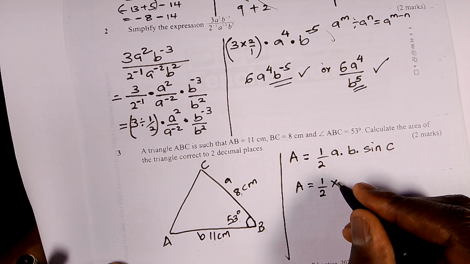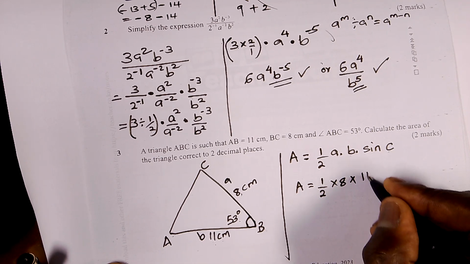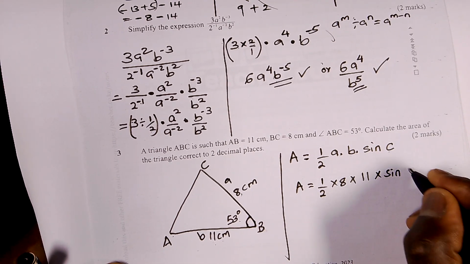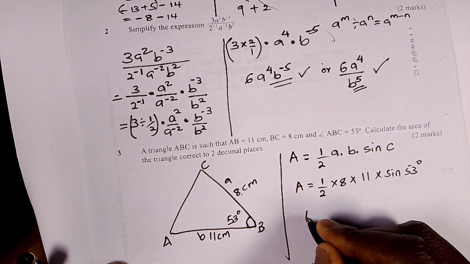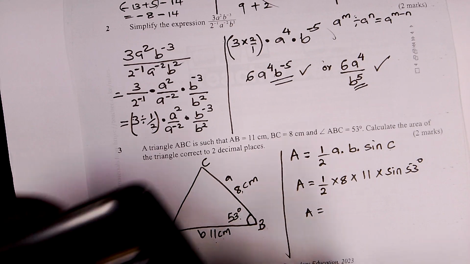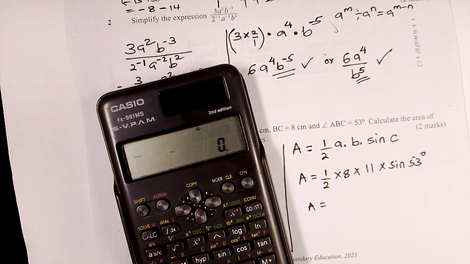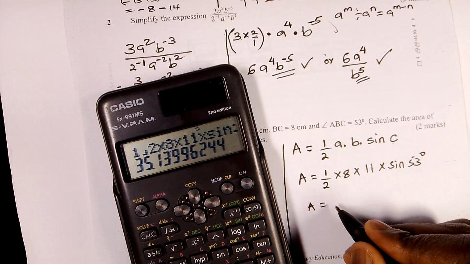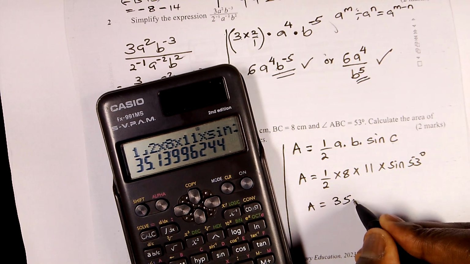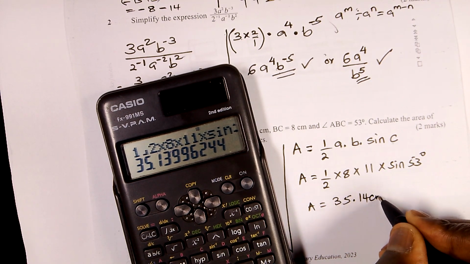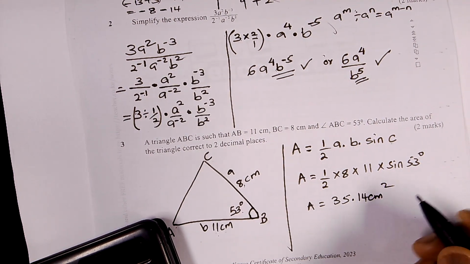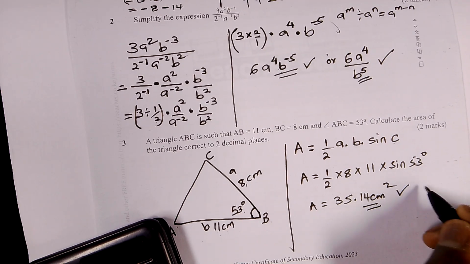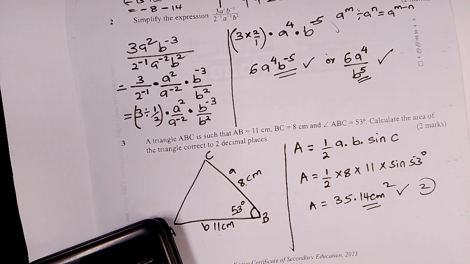So we have a half times 8 times 11 multiplied by sine 53. And once we do that, we will determine our area. We can use our electronic calculator. For this matter, a half multiplied by 8 multiplied by 11 multiplied by sine 53, our area will be equal to 35.14 centimeters squared. We have been told to give our answer to 2 decimal places. By doing that, we have gotten our 2 marks.